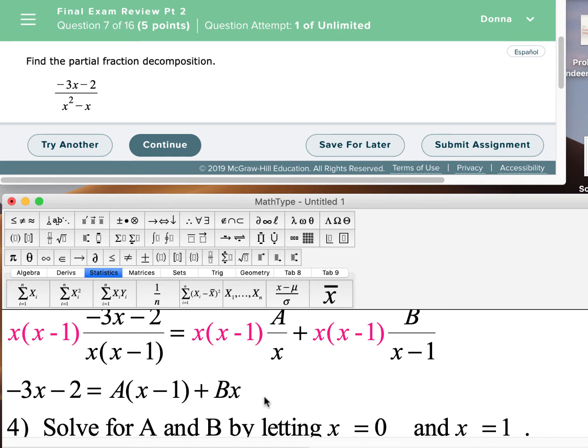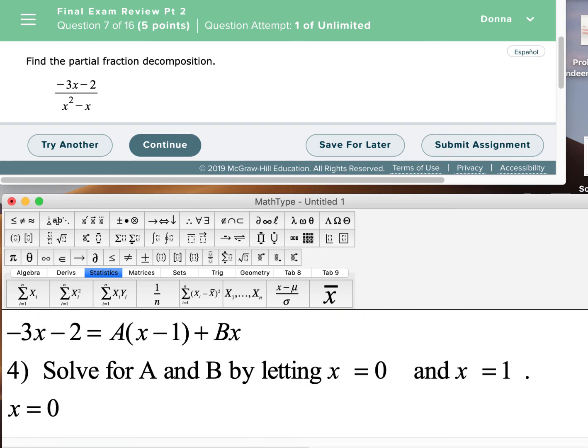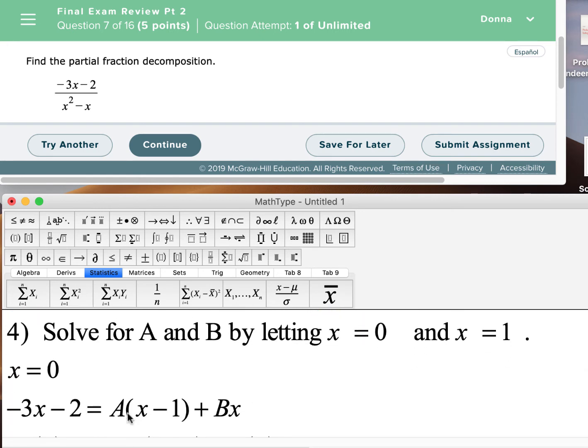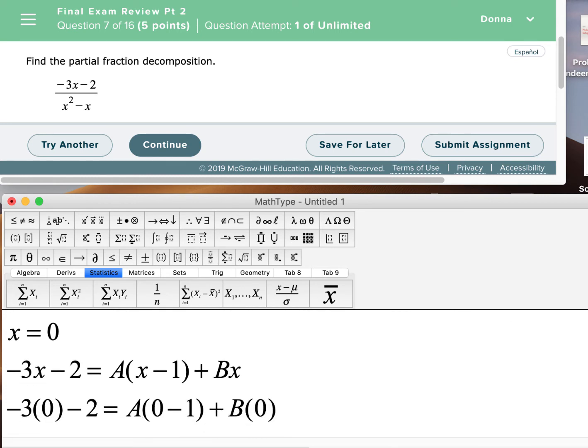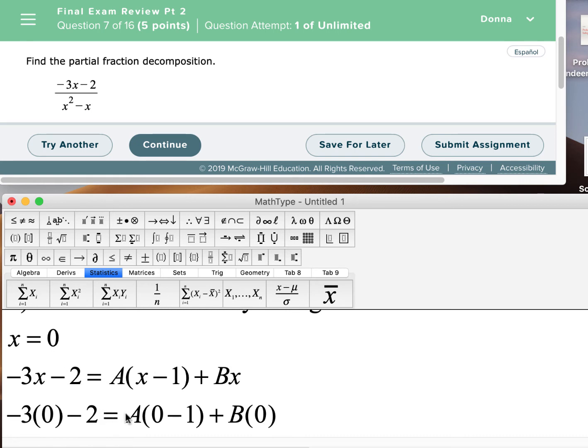Now we need to solve for the coefficients, and we do that by letting x equal the zeros of the two distinct factors. So one distinct factor was x, so we're going to let it equal 0, and then x minus 1 was the other factor, so we're going to let x equal 1. So we're going to take the expression 3x minus 2 equal to A times x minus 1 plus Bx and let x equal 0. Substituting in x equal to 0, we have negative 3 times 0 minus 2 equal to A times 0 minus 1 plus B times 0.